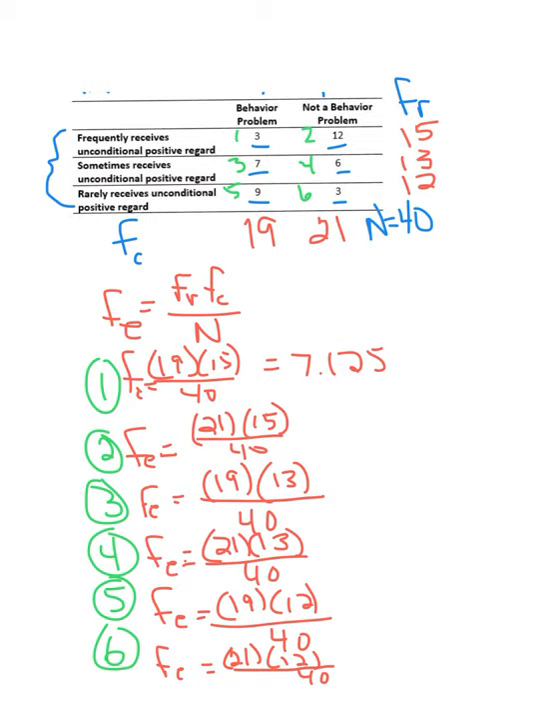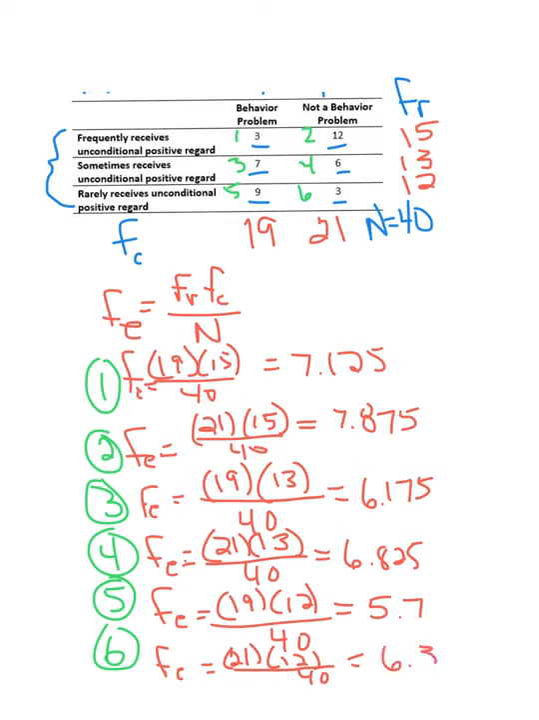For cell 2, it's 7.875. For cell 3, it's 6.175. For cell 4, it's 6.825. Cell 5 is 5.7, and cell 6 is 6.3.